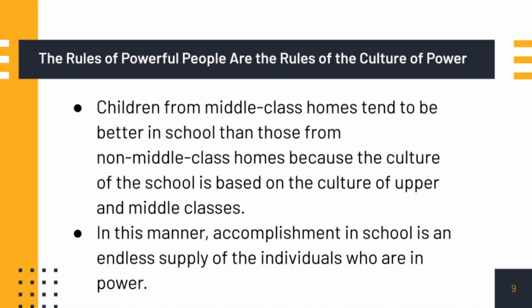Rule number 3. The rules of powerful people are the rules of the culture of power. Children from middle-class homes tend to be better in school than those from non-middle-class homes because the culture of the school is based on the culture of upper and middle classes. In this manner, accomplishment in school is an endless supply of the individuals who are in power.